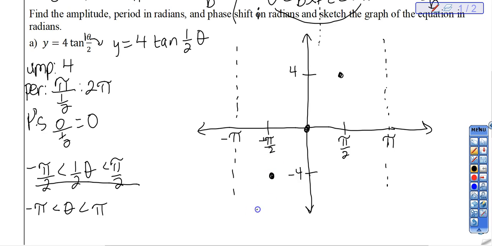So this graph is going to start here and curve through the 0. Sorry, my pen's acting kind of silly here again today.